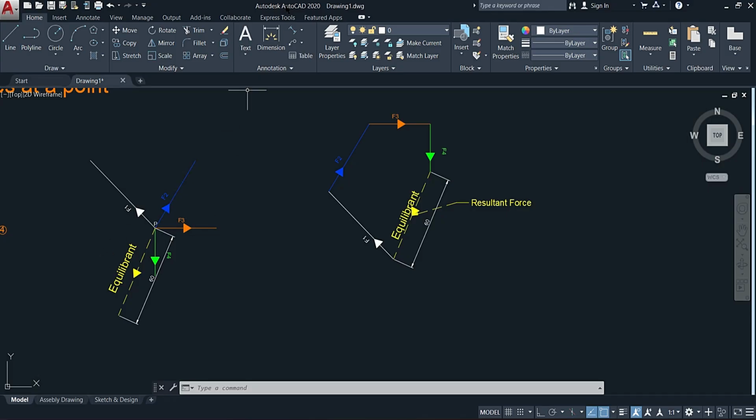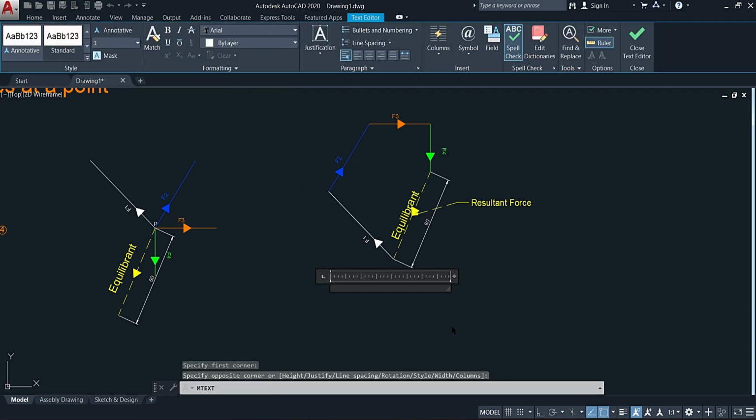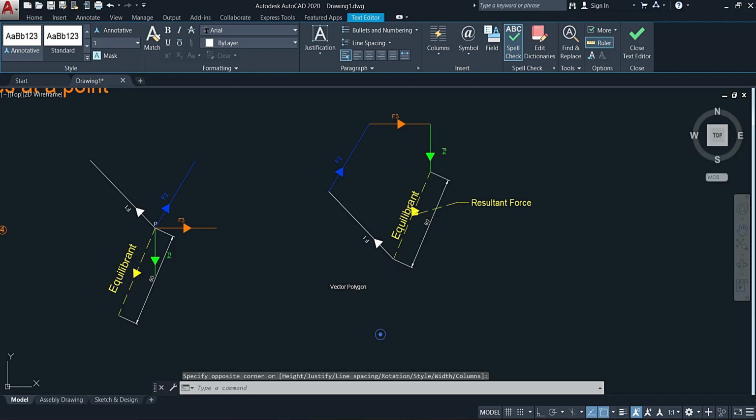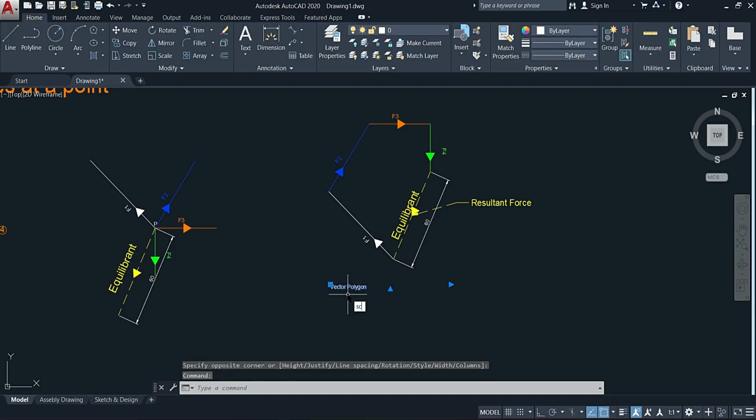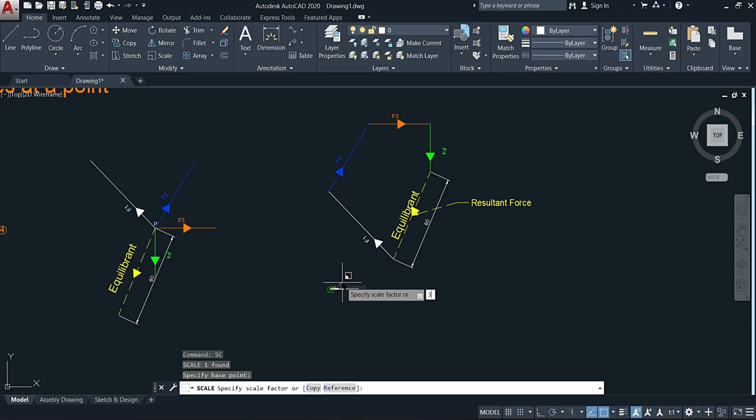So in the end, this over here is known as your vector polygon. All right, so we have our vector polygon here. Let me scale this up by about 3. So this here is your vector polygon.